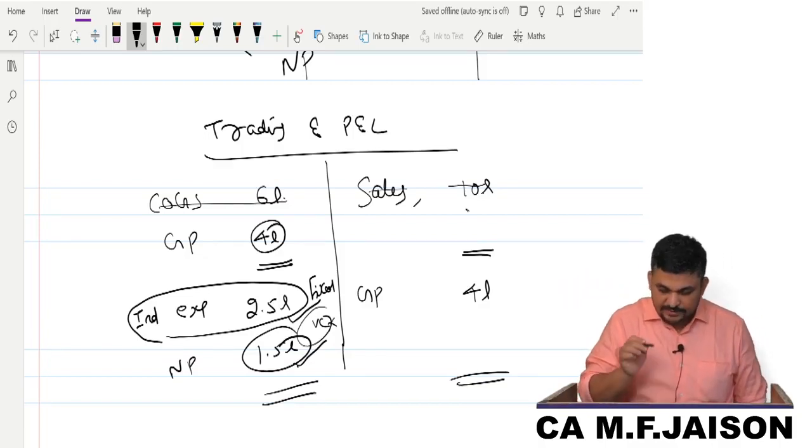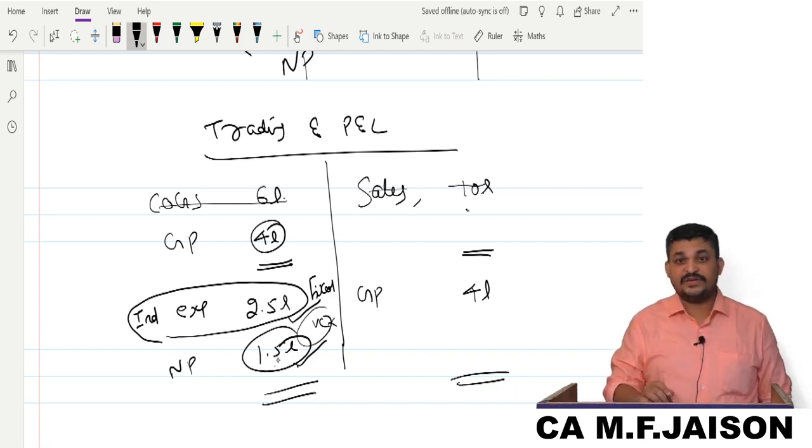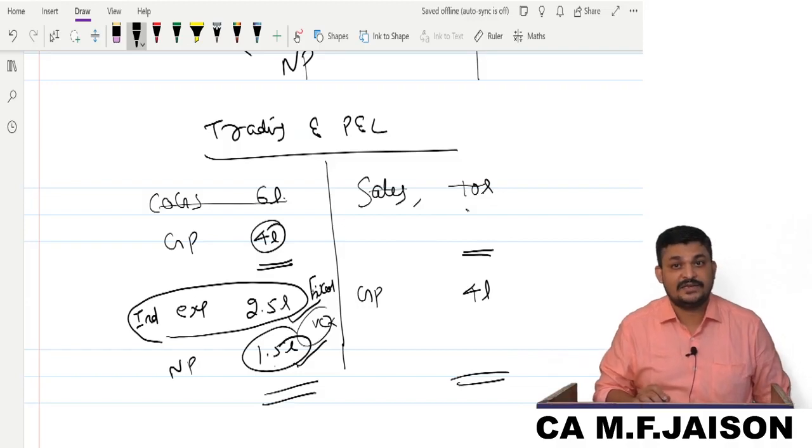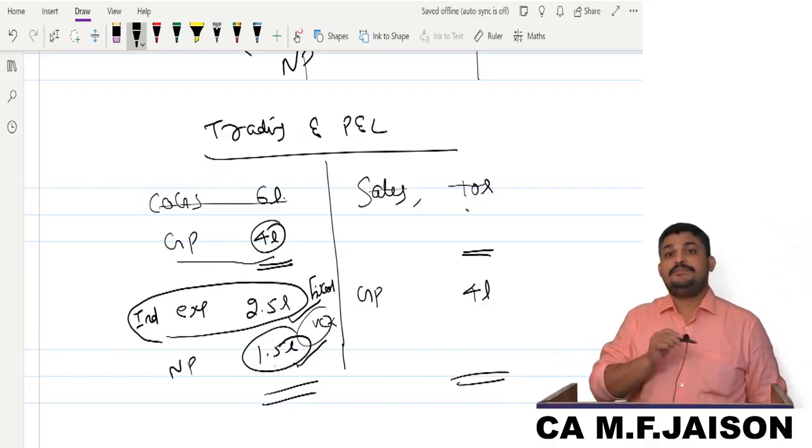So the definition is, what compensation do I want? Net profit and standing charges, which in most cases will be equal to GP, but it need not always be equal to GP.